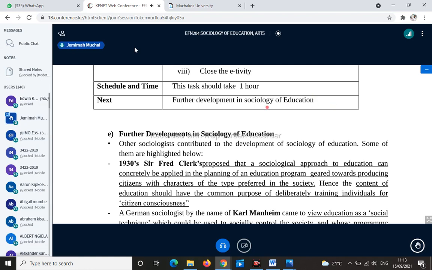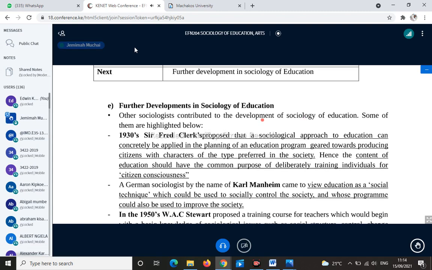And these activities, don't take them for granted. Some of the questions in the examination and even the CAT will come from those activities, so that we can see whether you're just taking those activities for granted or you are doing them. Further development in sociology of education.